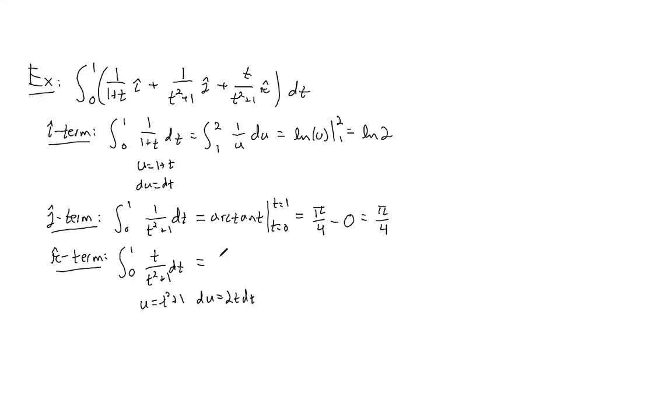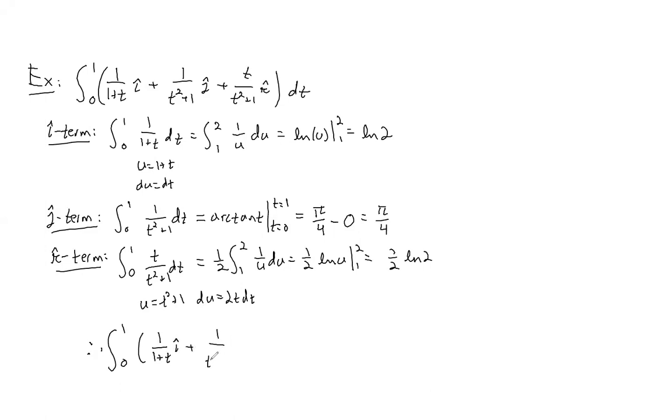So this whole thing would become 1/2 integral of, now t squared plus 1 for 0 to 1, that would be from 1 to 2 in that case, changing the bounds in accordance with u now, of 1 over u du, and that would become 1/2 of ln of u from 1 to 2, or in other words, 1/2 ln 2.